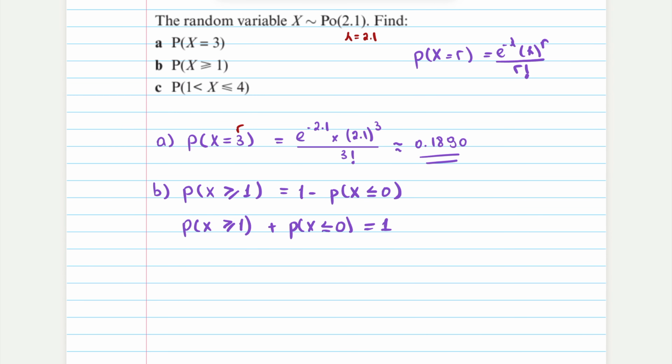So I need to take x being less than or equal to 0 because I'm including x being greater than or equal to 1 here. So the one left is x being less than or equal to 0. In fact, this is just x equals 0, because x can be 0, 1, 2, 3 and all the way up, all the natural numbers including 0. So x being greater than or equal to 1 plus x being 0 is equal to 1.